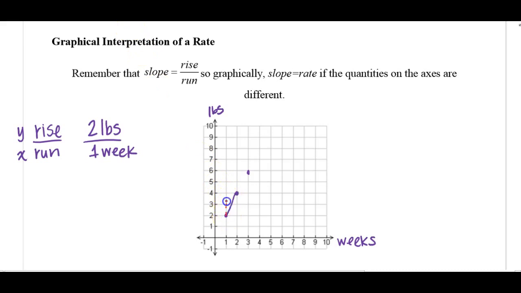So I would go up 2 units, but my units are pounds, so this is 2 pounds, and then I would run over 1 week. So graphically, my rate is just the slope. In this case, this represents an average rate of change. On average, I lose 2 pounds in 1 week. And we'll get into the difference between an average rate of change and an instantaneous rate of change.